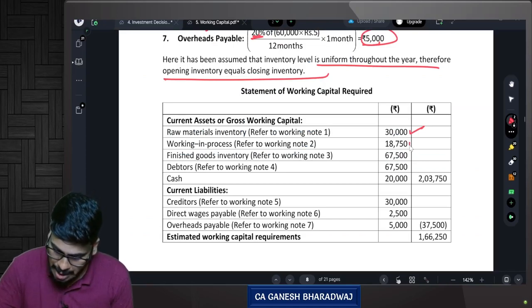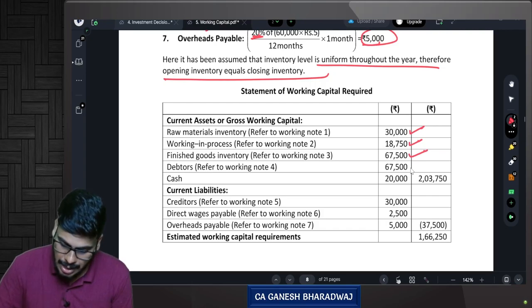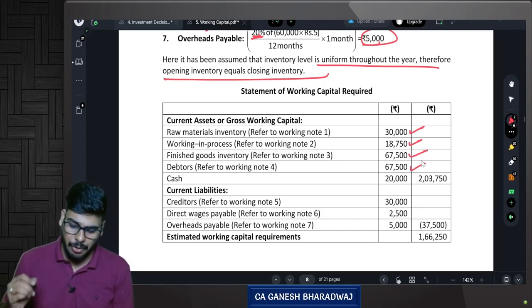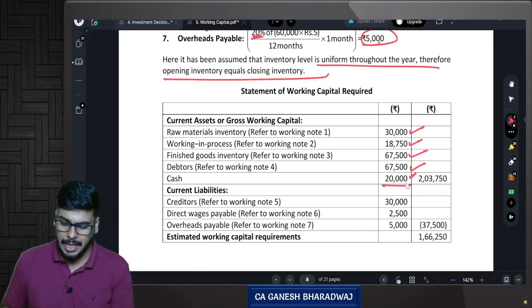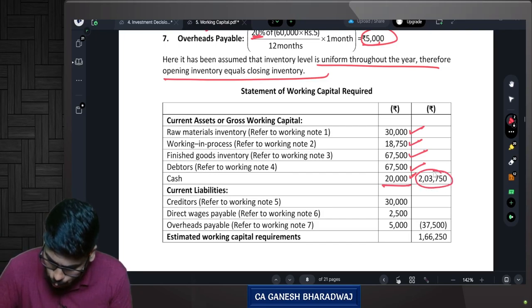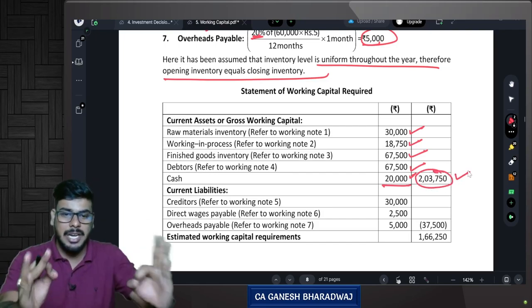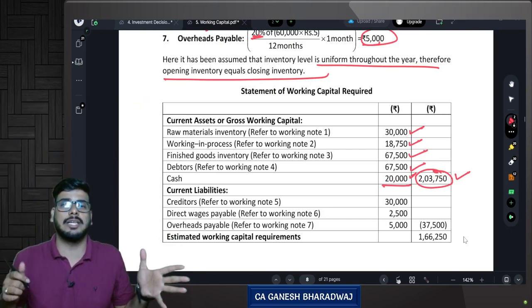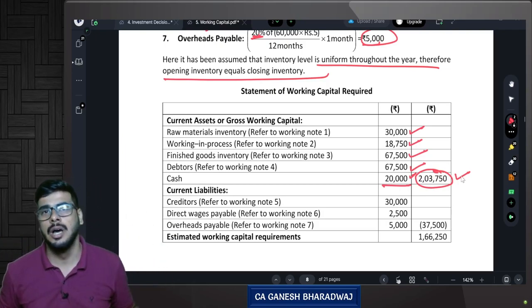Yes, for WIP, I need to bring in 18,750, FG 67,500, debtors 67,500. Wait, they have also said that at any given point of time, the company should maintain a cash balance of 20,000 rupees to meet any kind of contingencies. So the gross working capital that the company should definitely introduce is 203,750 rupees. Apart from the investment in all the capital assets, they should have this money to run the show. Are you clear with this?